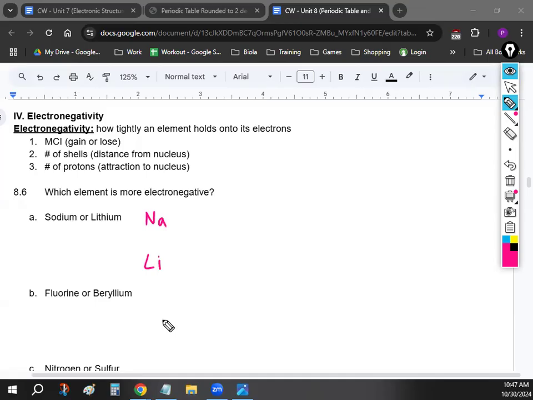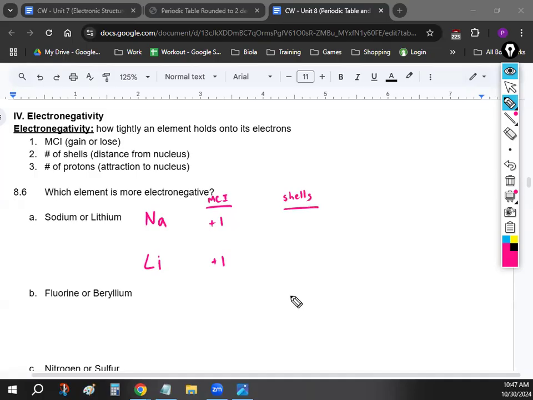So let's take a look at the MCI first, okay? Na versus Li. What's Na's MCI? Yeah, +1. So this one, the MCI is +1. What's lithium's MCI? +1. Okay, so we have a tie here. So we can't use the MCI to determine the electronegativity. All right, so next we move on to the next criteria, which is the number of shells.